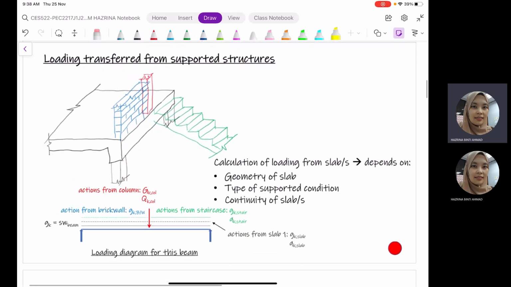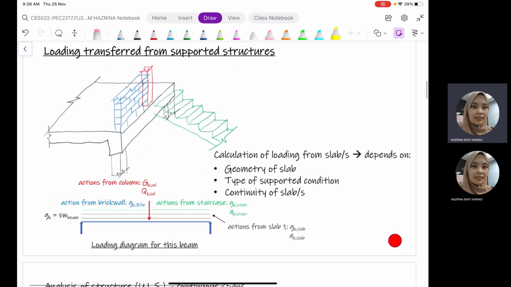So, loadings transferred from supported structures. Basically we are going to look into the loadings that are transferred from the slabs, which will depend on the geometry of the slab, the type of support conditions and also the continuity of the slabs itself. We are going to look into whether the slab that is supported by our beam is a one-way slab or a two-way slab, because the method of transfer and also the value that is transferred to the beam will be different depending on whether it is a one-way or two-way slab.